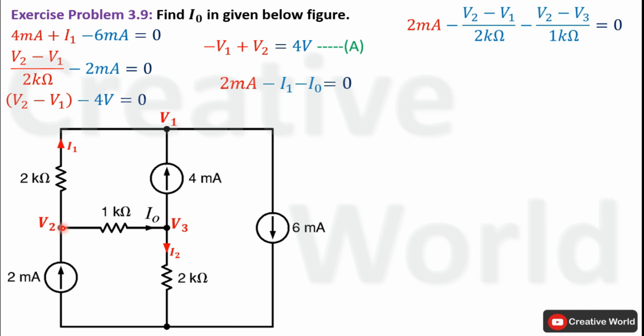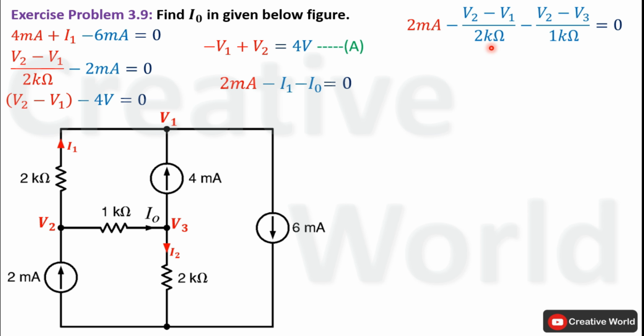The direction of current is from node 2 to node 3, which is indicating that node 2 voltage is higher than node 3. So the potential difference between these two nodes will be taken as V2 minus V3 divided by the value of resistance, which will be equal to current I0. That is, V2 minus V3 divided by 1 kilo ohm.